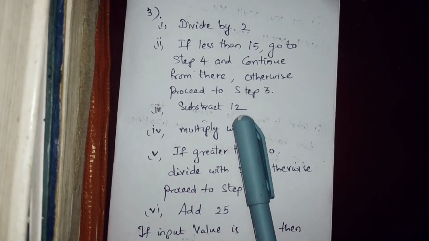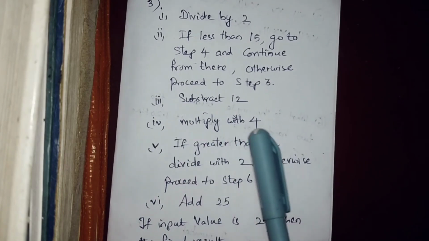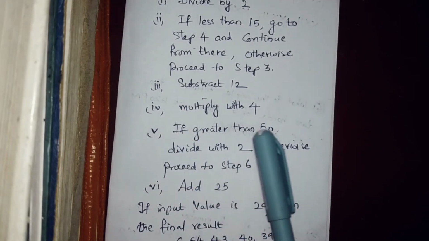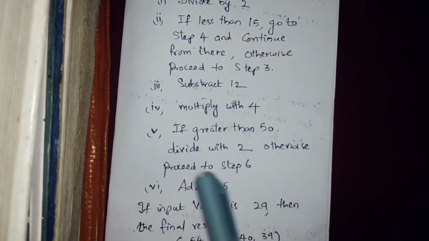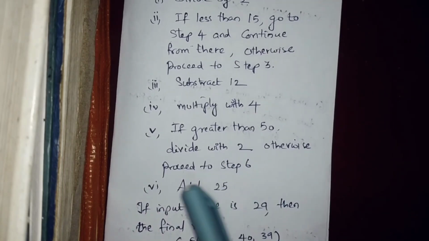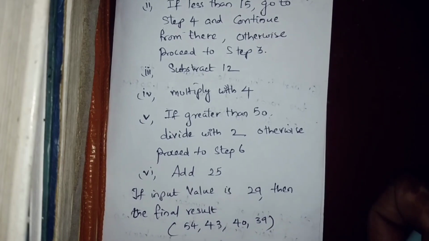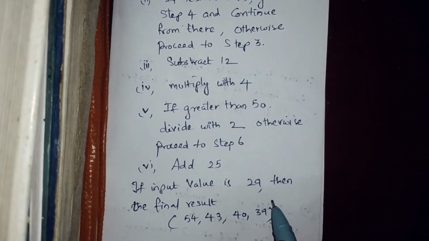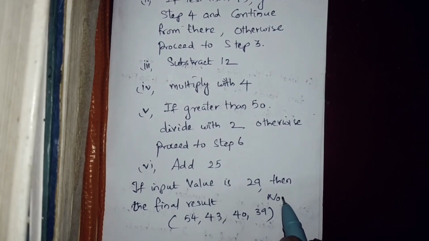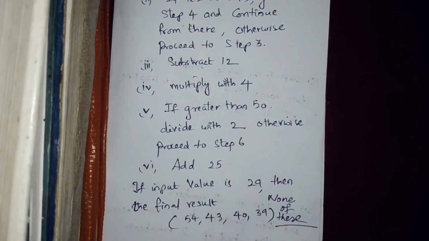Second step, subtract 12. Third step, multiply with 4. Fourth step, if greater than 50, divide with 2. Otherwise, proceed to step 6. Next one, add 25. That is the 6th step. Now, the input value is 29. What is the final result? Now, I am giving 2 directly. One more option of my own, none of these, because I am not getting the option.